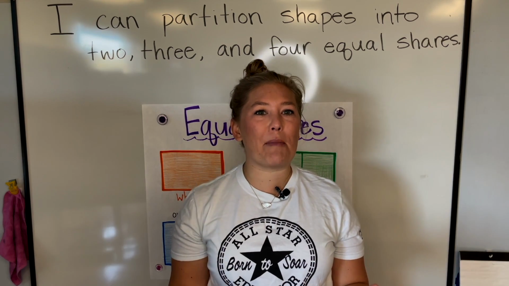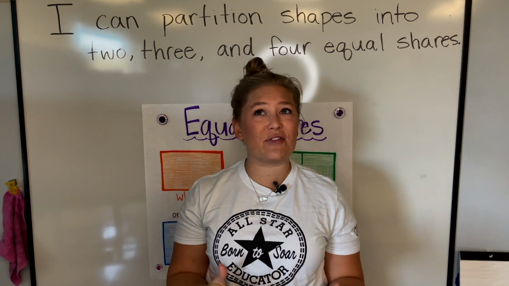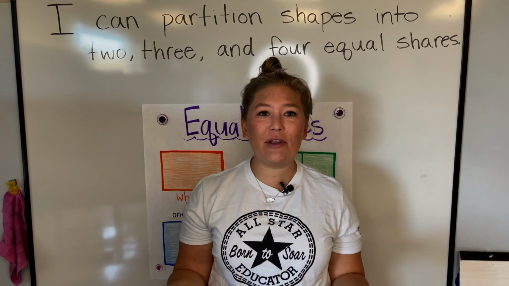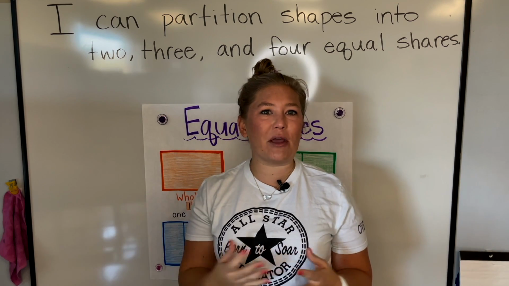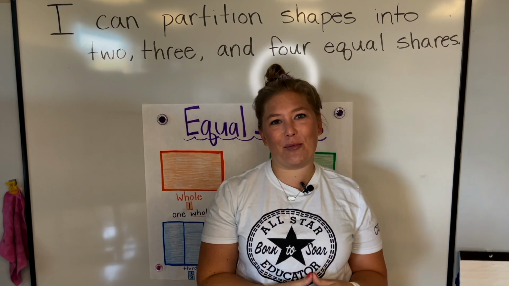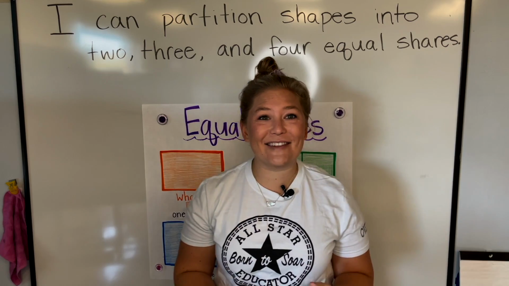Today, we're going to be talking about partitioning equal shares in a bunch of different types of shapes. All you need is 2 pieces of paper and a pencil or something you can draw with. It can be a crayon, a marker, whatever you have nearby. All right, let's get started.